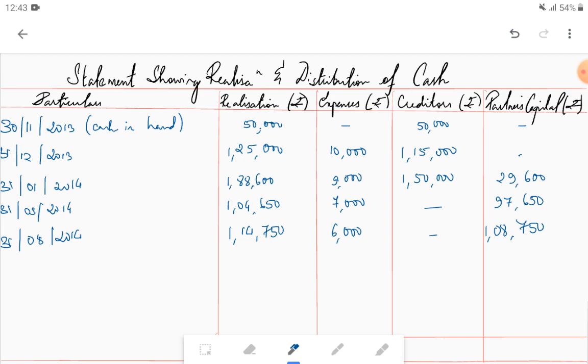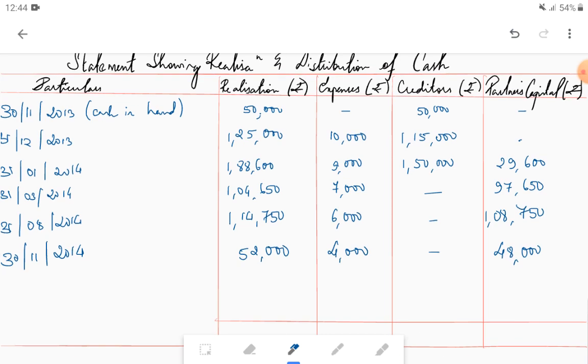Okay, so we have one more amount as on 30th of November. So on that date, as on 30th of November 2014, we have stock and debtors realizing rupees 52,000. So cash inflow is 52,000 and we're paying expenses amounting to rupees 4,000. Okay, no more money for creditors. And the balance 52,000 minus 4,000, rupees 48,000 is going to be used for realizing the capital accounts of your partners. Okay, so all of the dates we've taken into consideration.